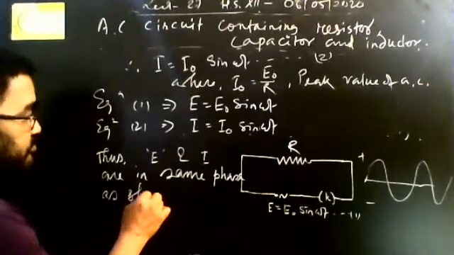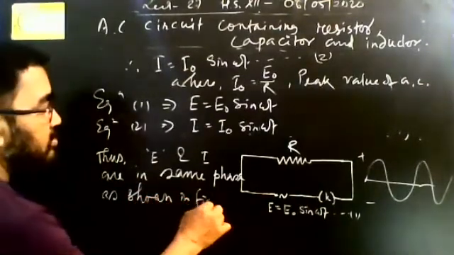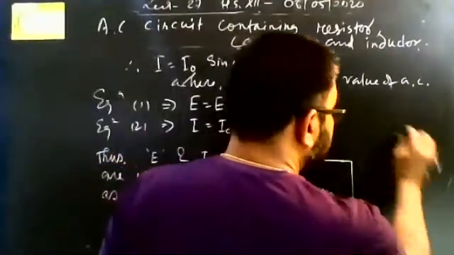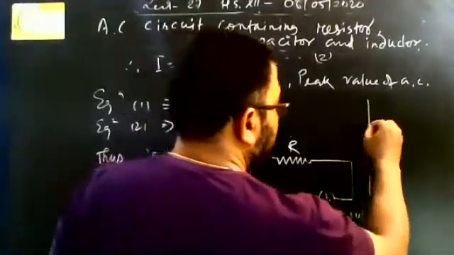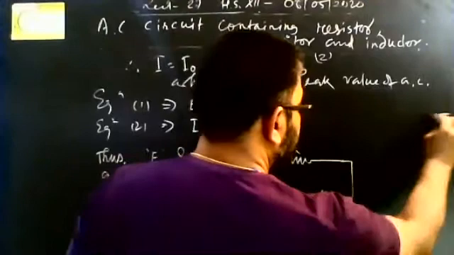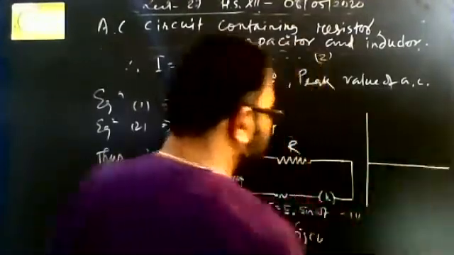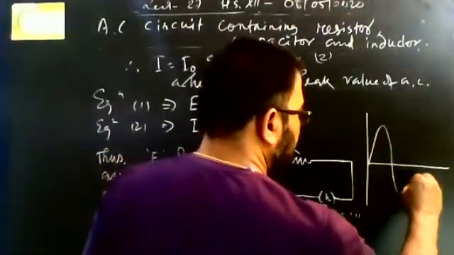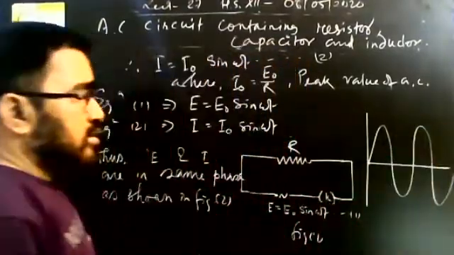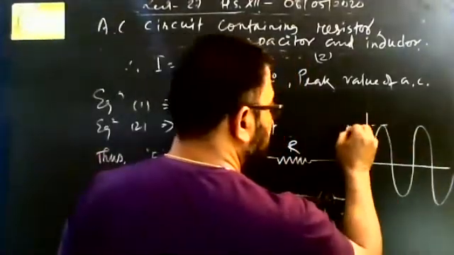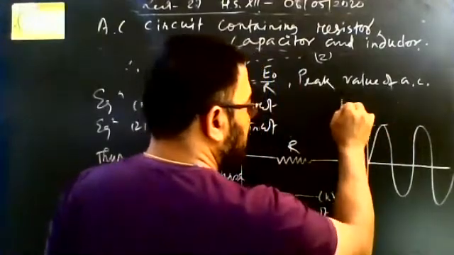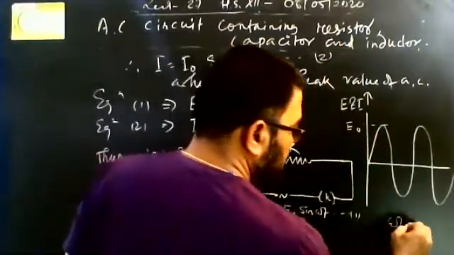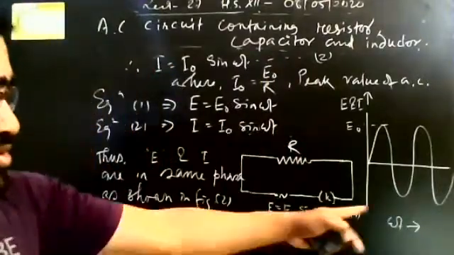As shown in figure 2. This is figure 1. So if we draw figure 2, how will we write? This should be in same phase. Suppose I'm drawing E first. Okay, E is increasing. Here it is E naught. E and I on the y axis, and omega t on the x axis, right?